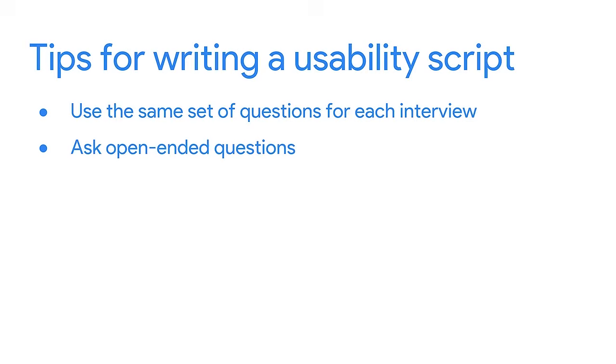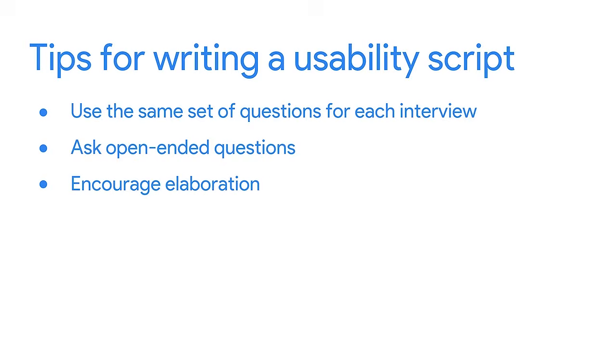Second, ask open-ended questions. Open-ended questions like, how did you feel about, and what bothered you about, are key to finding out what people are trying to do and what their problems are. Avoid yes or no questions because they can shut down detailed answers.